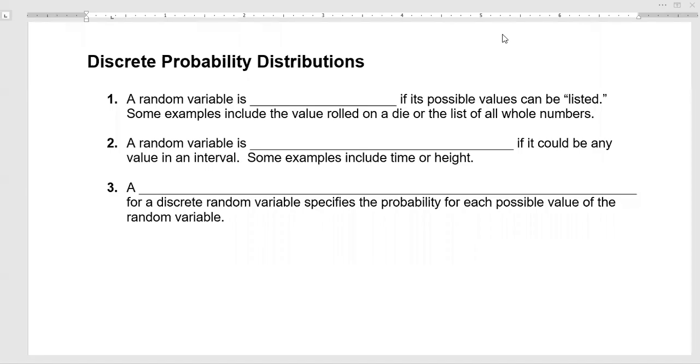Hello, I'm Professor Rad, and today we're going to talk about discrete probability distributions. So in this video, we're going to start out with a few definitions, and then we'll work through several examples of applying some of these definitions.